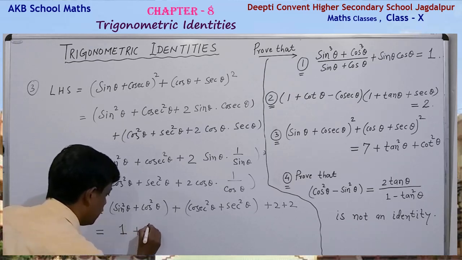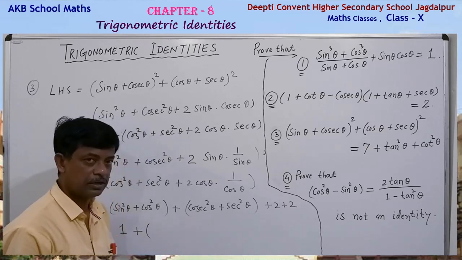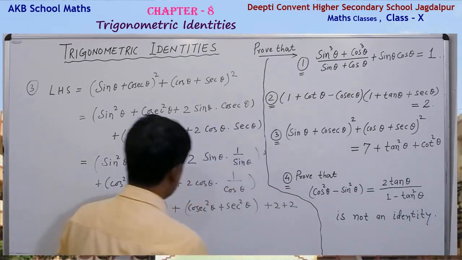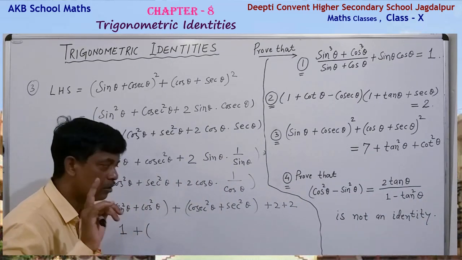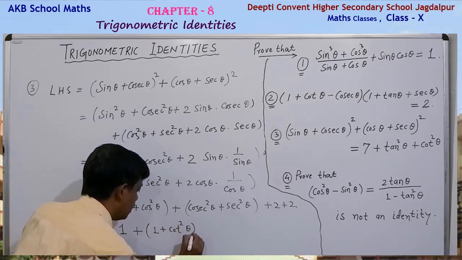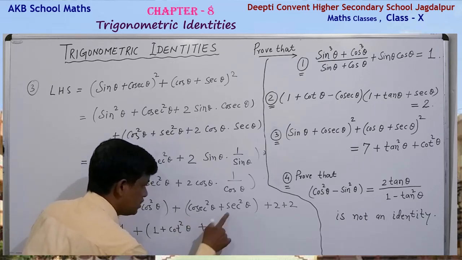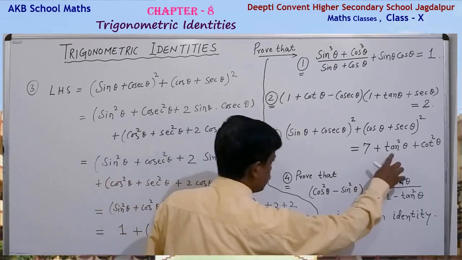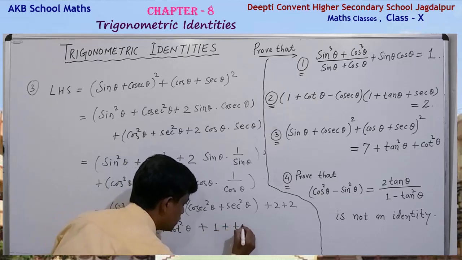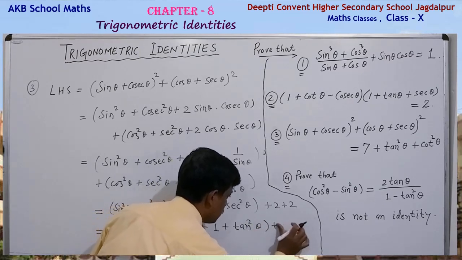Plus, also we know that cosec square theta equals what? 1 plus cot square theta, because we want cot square. So convert cosec square theta equals 1 plus cot square theta. So 1 plus cot square theta in place of cosec square, plus similarly sec square equals, we want tan. So 1 plus tan square equals sec square. So sec square equals 1 plus tan square. Okay, and plus 2, 2 plus 4.